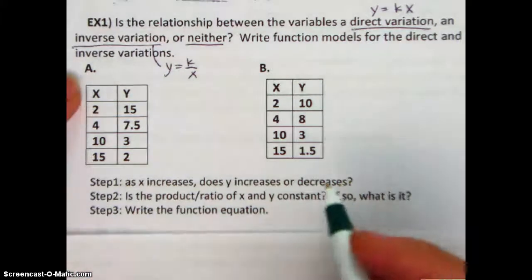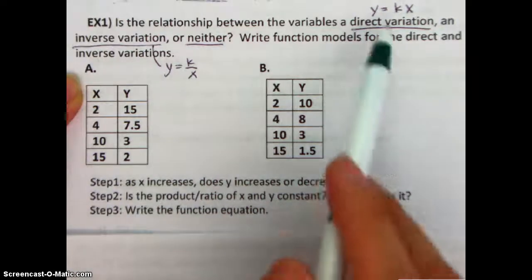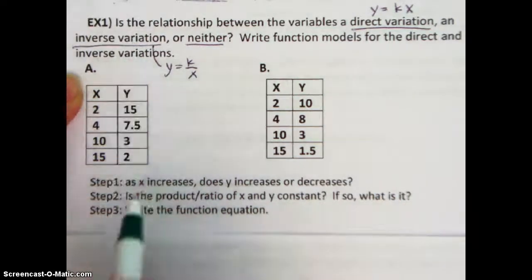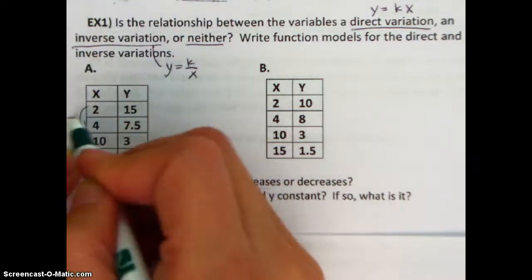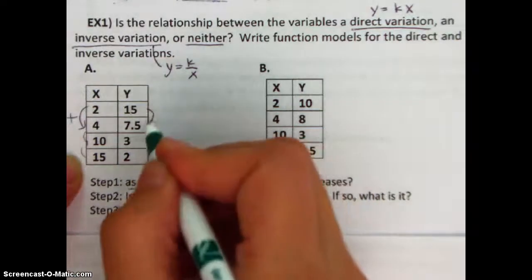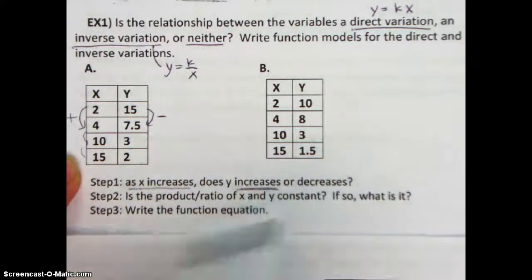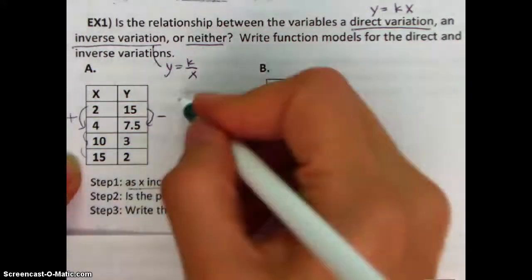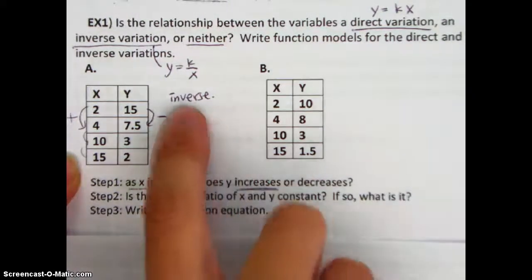So let's look at the A table first. When you deal with this kind of problem, you want to ask yourself if it's direct or inverse. The way you can tell is if x increases, does y increase or decrease? You can see that x values go up all the time. As x increases, y decreases. So this is possibly inverse variation, but we are not perfectly sure yet, because it could be neither of them.